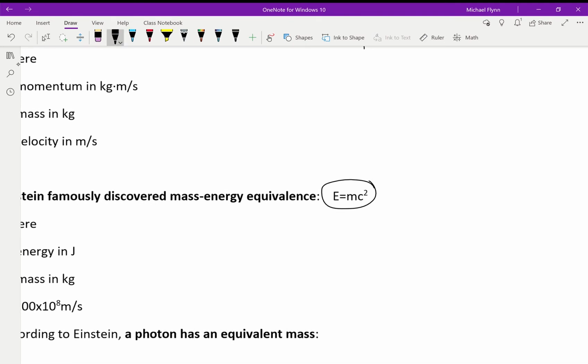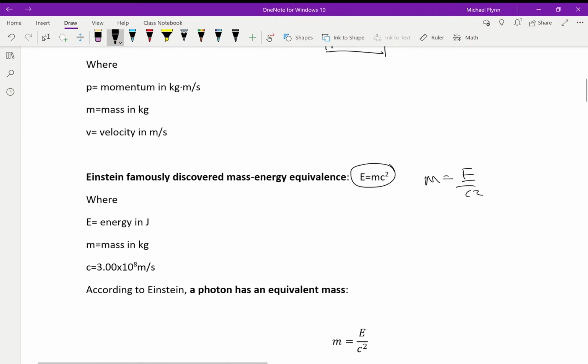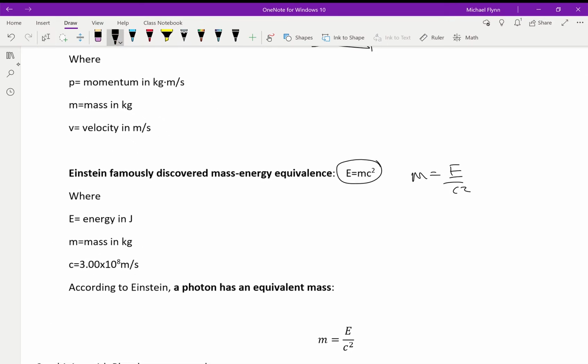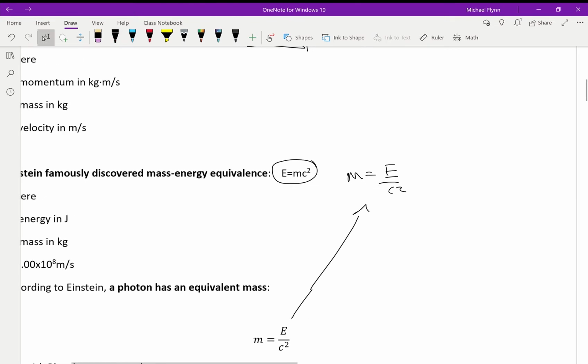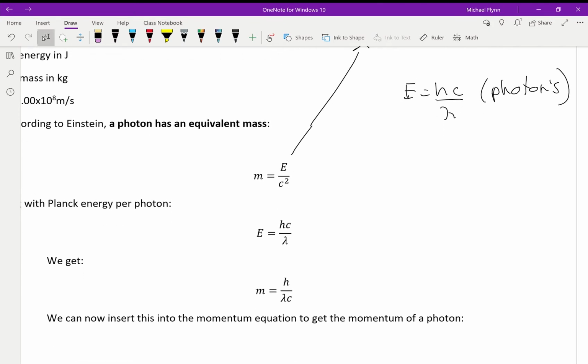So you can actually take Einstein's equation, E is equal to mc squared, solve it for m, and you get E over c squared. Now I did this for you in the notes here. You solve this for m. M would be E over c squared. See, I did it down here. Okay, and then we know that in Planck's hypothesis, the energy is equal to hc over lambda for a photon's energy, right? And so putting it all together, you get this as the mass of a photon.